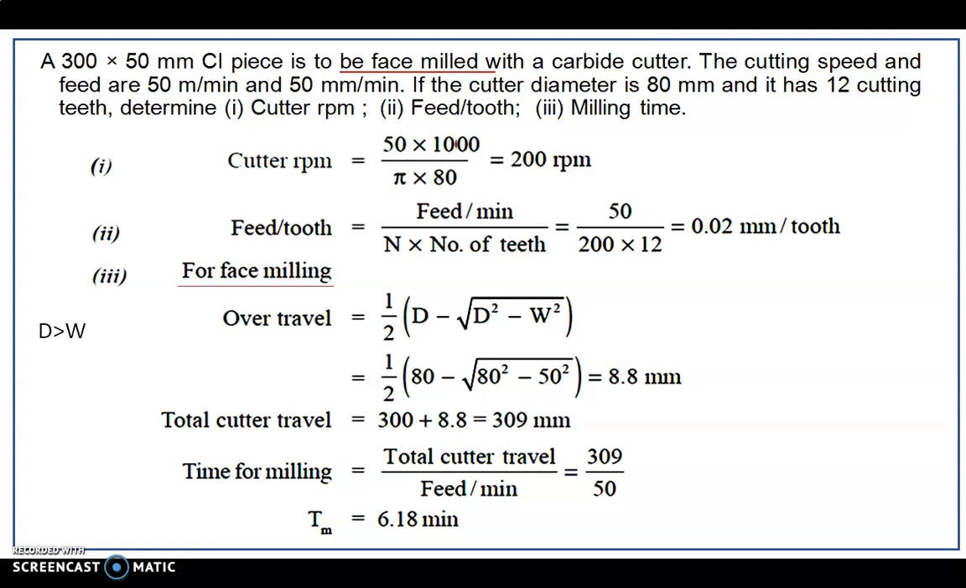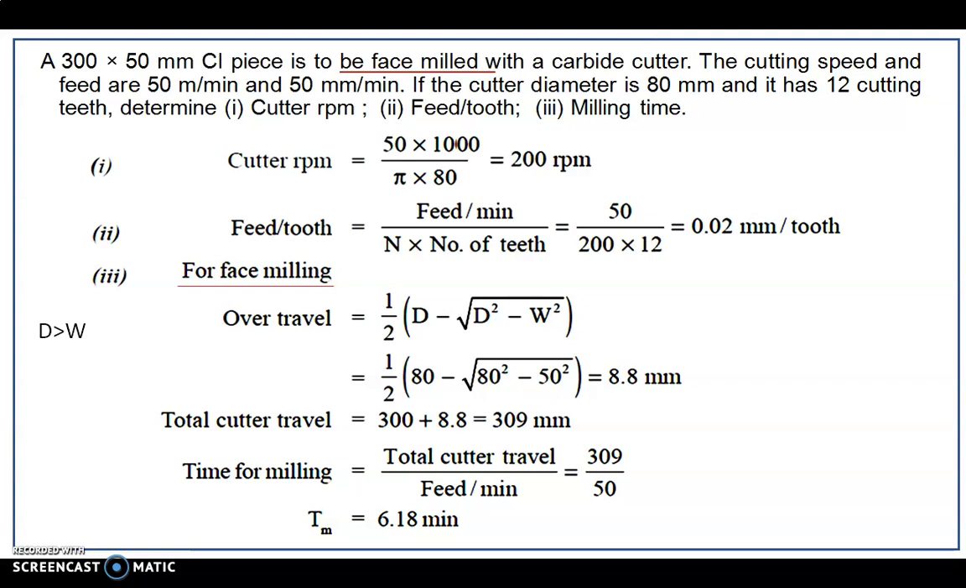Cutter RPM, that's the spindle speed. Obviously we know it is 1000 multiplied by S, the cutting velocity, divided by pi into diameter, the cutter diameter. So that works out to be 200 RPM. Here the number of teeth is given and the feed rate has given us 50 millimeters per minute.